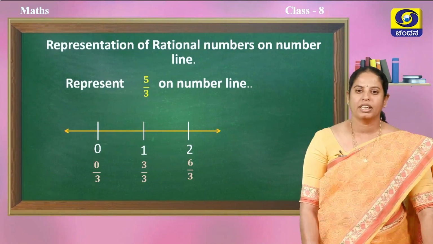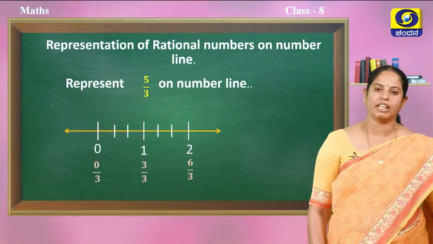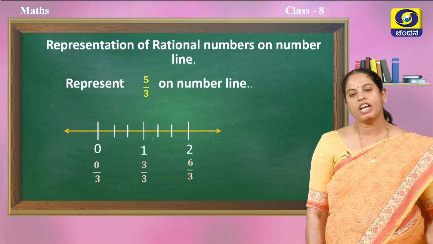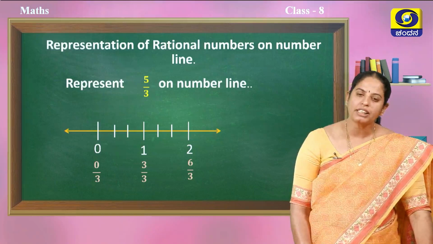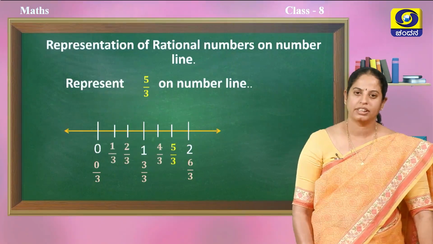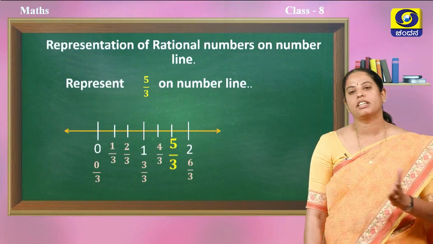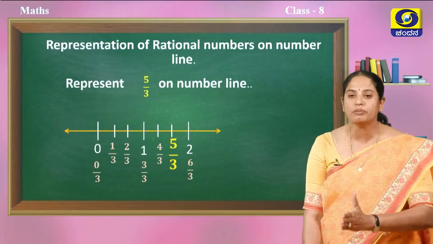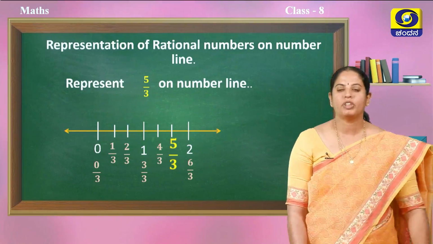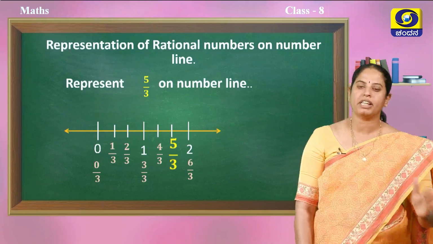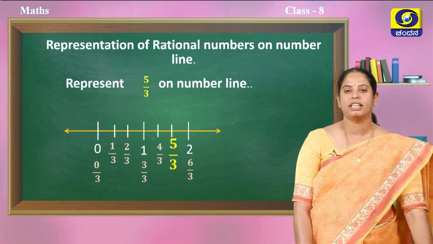You know, when 0 to 1 is divided into 3 equal parts, again in the same way I am dividing 1 and 2 into 3 equal parts. Each part represents 1 by 3. Yes. So, the second part is 2 by 3, the third part is 3 by 3, the fourth part is 4 by 3 and the fifth part is 5 by 3, that is highlighted. Now, you can observe the place of 5 by 3 on number line, children. Yes, this is how we represent the rational numbers on number line.